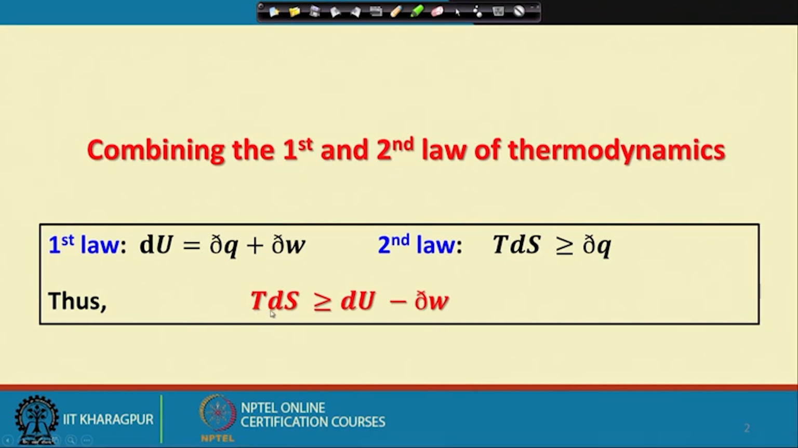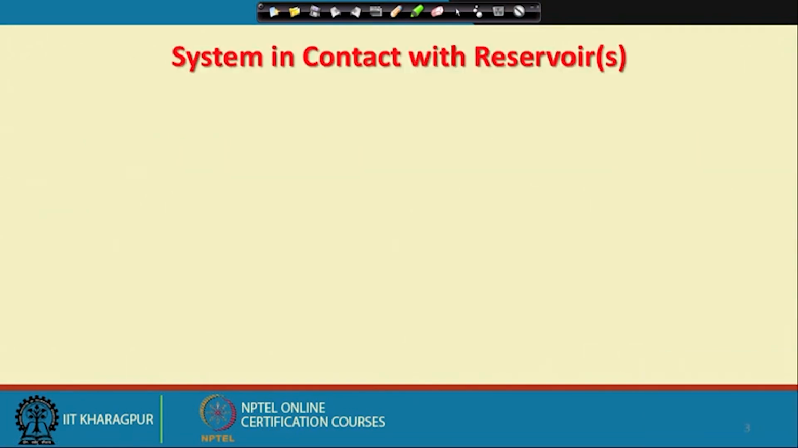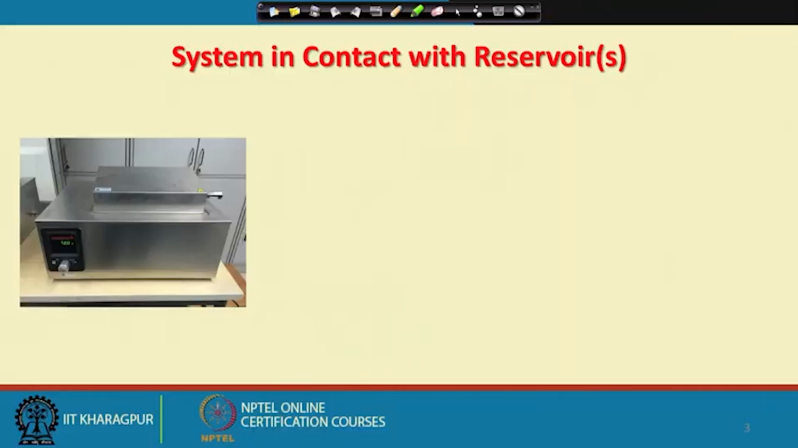that is associated with a change in entropy dS, a change in internal energy dU, and dW is the infinitesimal amount of work that is being done by the system or on the system. Depending on these, we are next going to think about what are the kind of systems that we see in the real world. If we walk into a chemistry laboratory, this is what you would see.